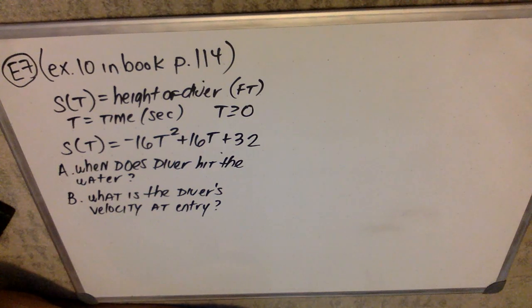The position of the diver is given by S of t equals negative 16t squared plus 16t plus 32, where S is measured in feet and t is measured in seconds. So question A, when does the diver hit the water? And question B, what is the diver's velocity at impact, when the diver hits the water?